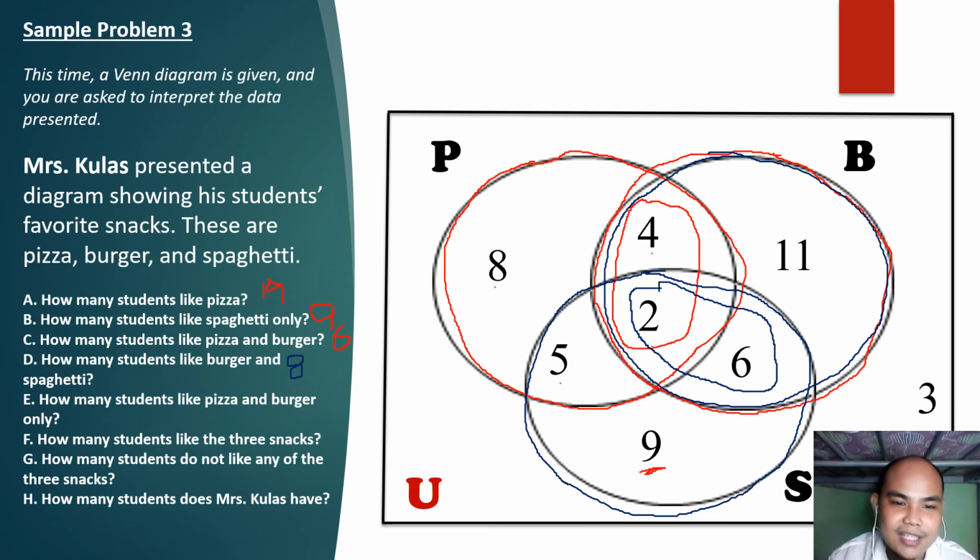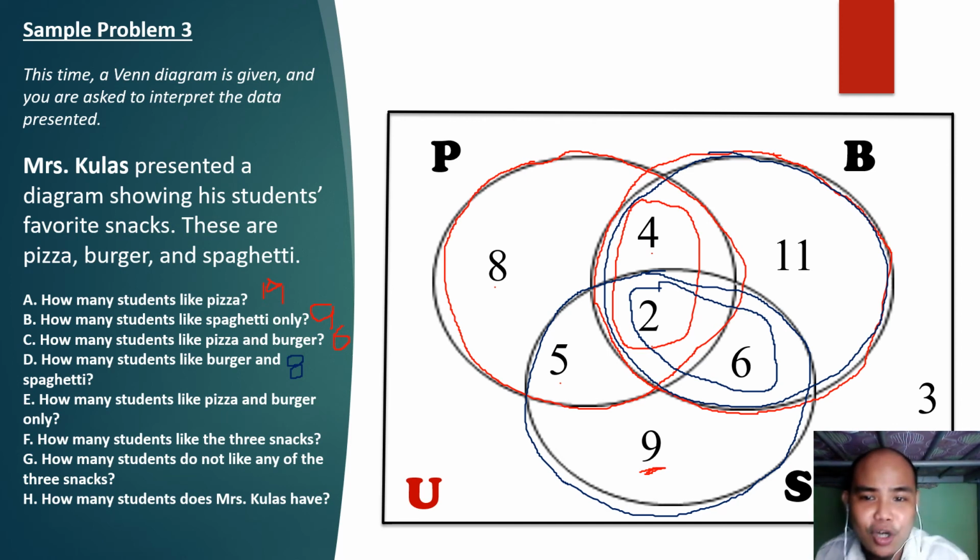How many students like pizza and burger only? Okay, take note of that. Pizza and burger only. Sir, we already answered it earlier. That's for letter C. How many students like pizza and burger? The answer is 6. 4 plus 2. No, it's not. For letter E, it's different from letter C. Because letter E is how many students like pizza and burger only.